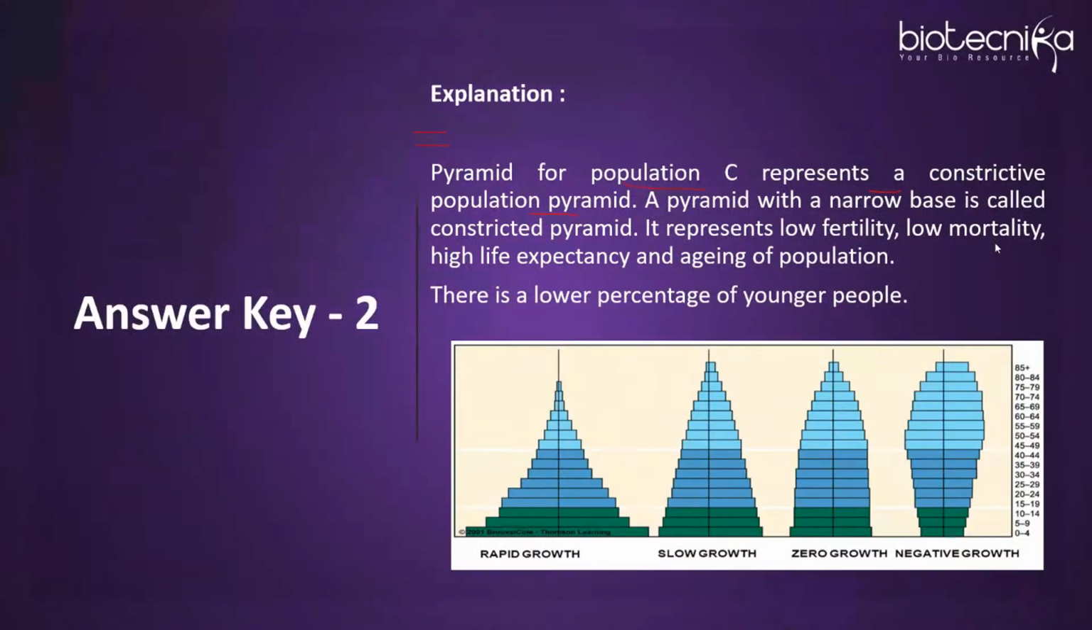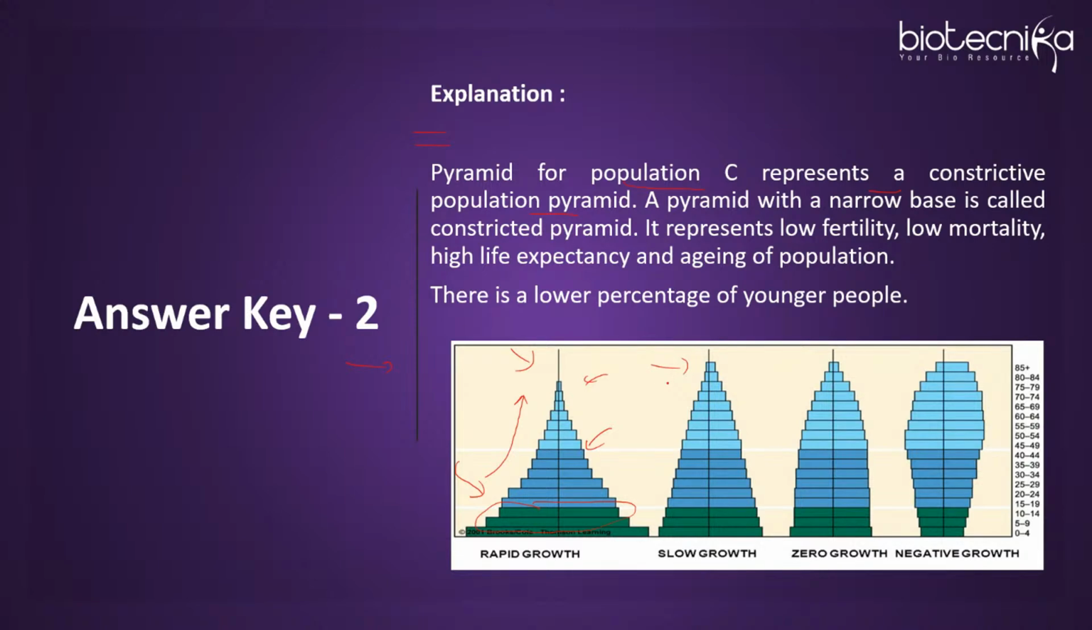See, these are different types of age-sex pyramids, right? The first one shows rapid growth. Here we can see it is broader at the bottom, right? That means there are more young individuals, individuals who are either in the reproductive age or are going to be there soon. However, the fraction of middle-aged and older individuals is less.